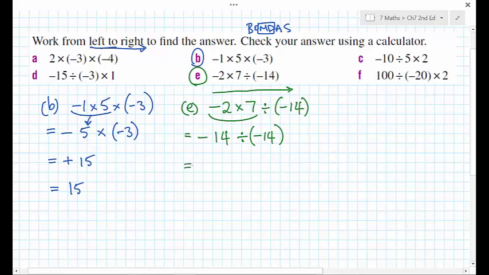Okay, I then think about my numbers. Negative divided by a negative gives me a positive answer. I then have 14 divided by 14 will give me 1. So my answer in this instance is 1. Okay, so that's how I can go about doing this.